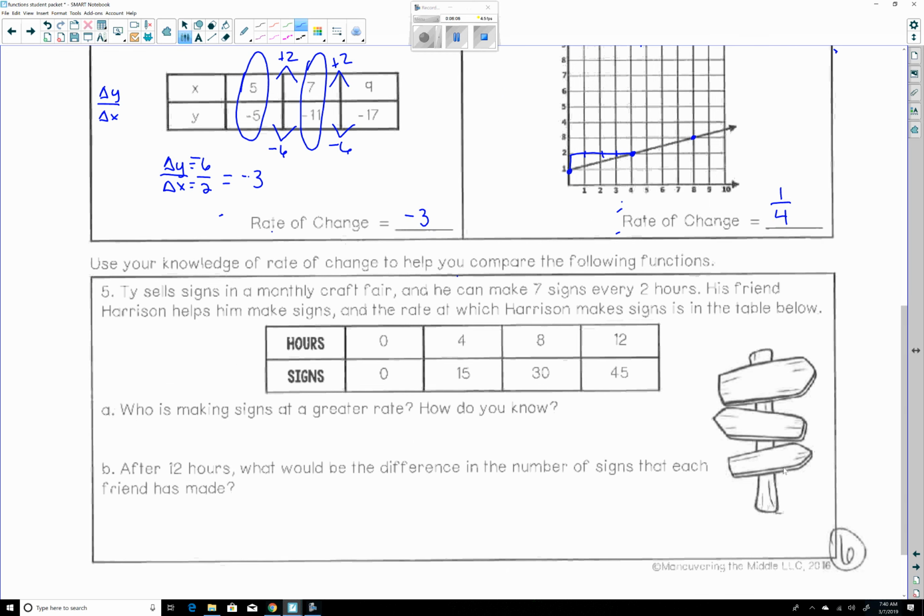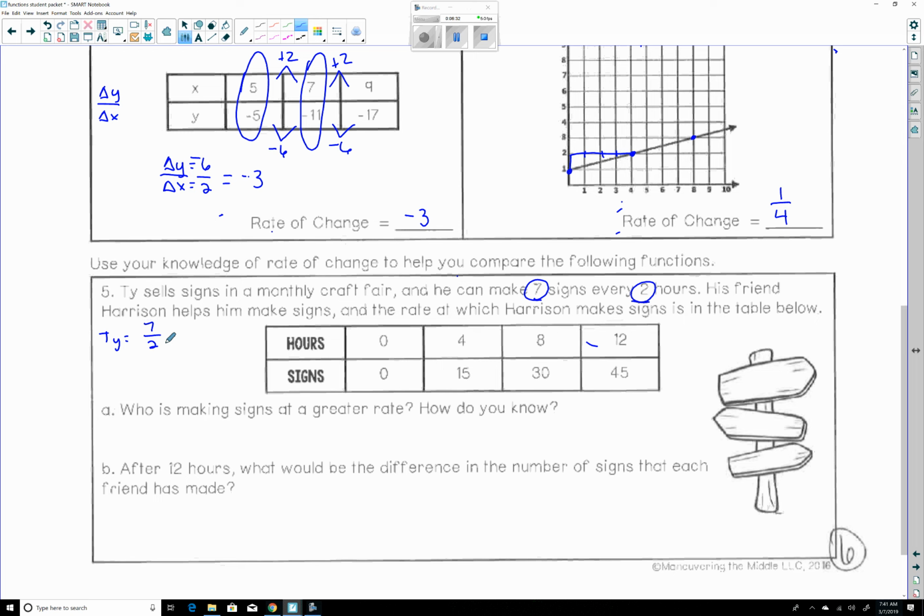Okay. Use your skills or knowledge of rate of change to help you compare the following functions. So Ty sells signs in a monthly craft fair. He can make 7 signs every 2 hours. So I'm just going to say Ty does 7 signs every 2 hours.